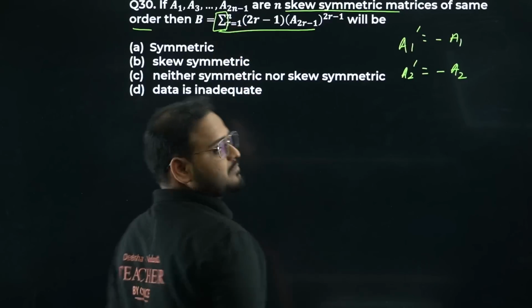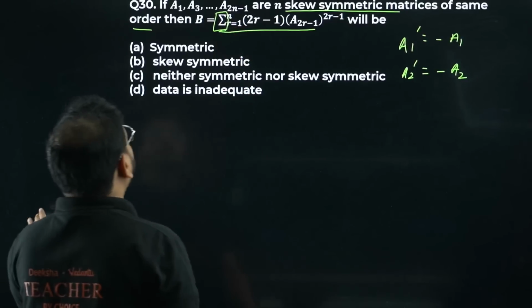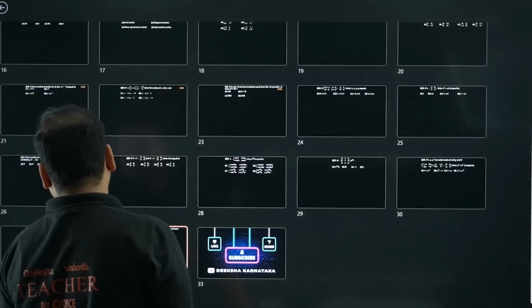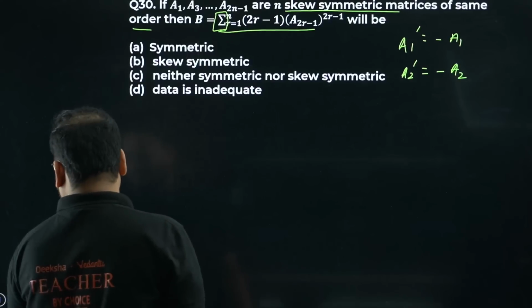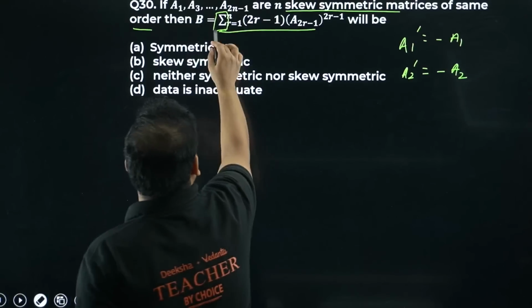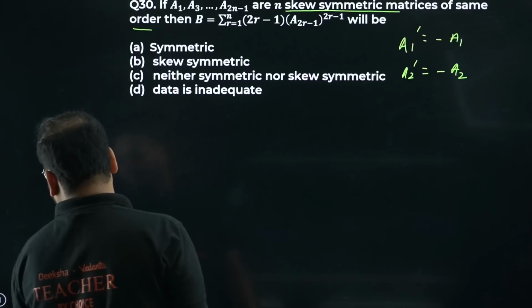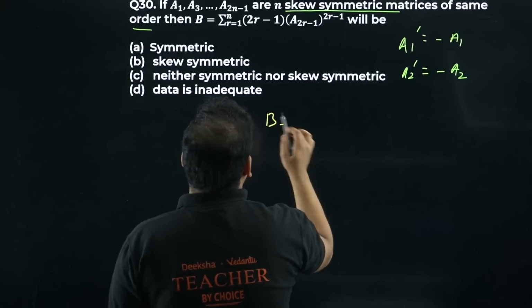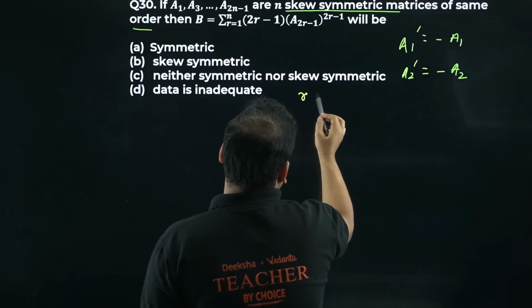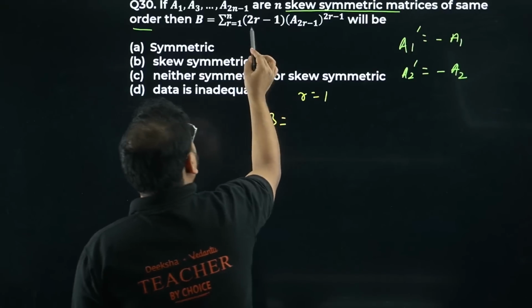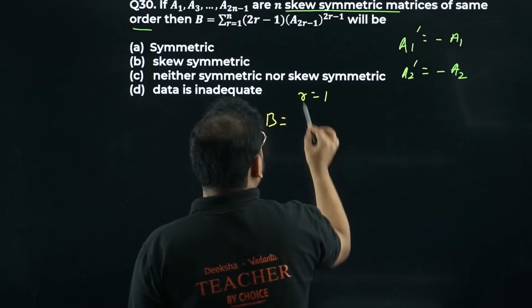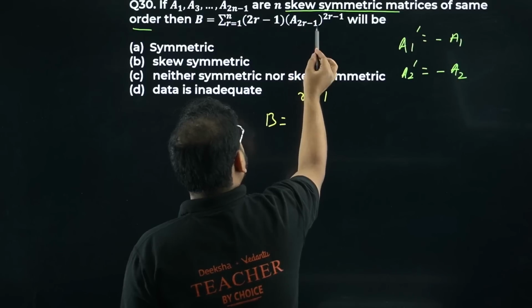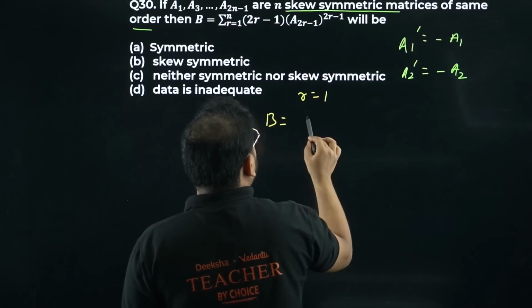There's a summation over here, from 1 to n, okay. Let's write the matrix B now. I'll write the expansion. So I'll have matrix B. If I put the value of R as 1, what are you going to get? You'll have 2 into 1 minus 1, so basically 1 there, and you'll have A 2 into 1 minus 1, okay. It will become A1 only.